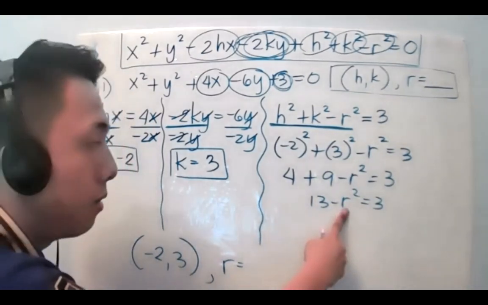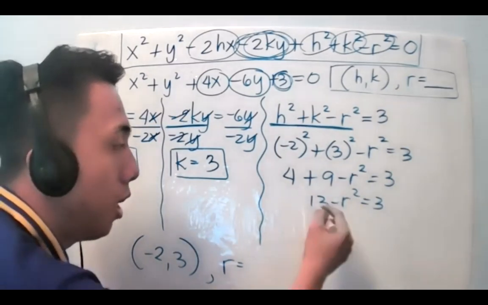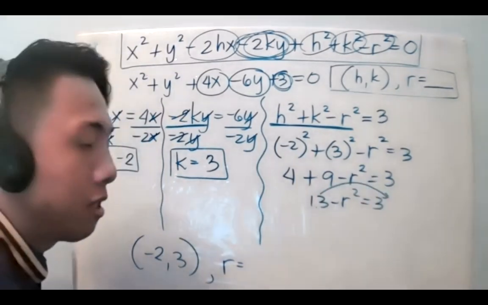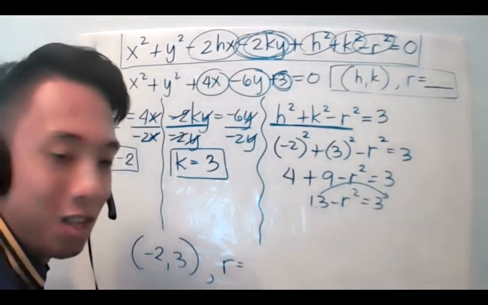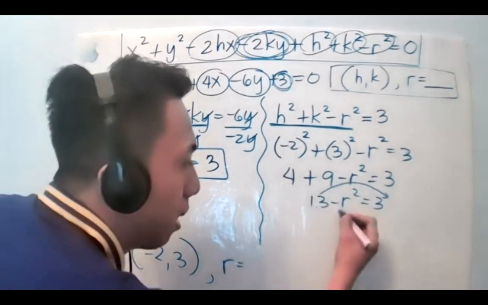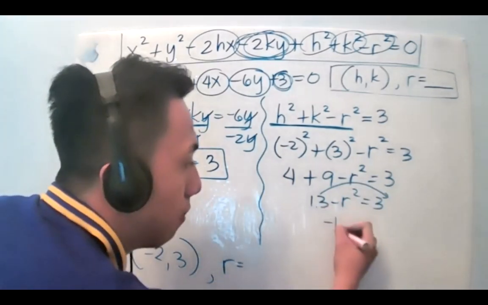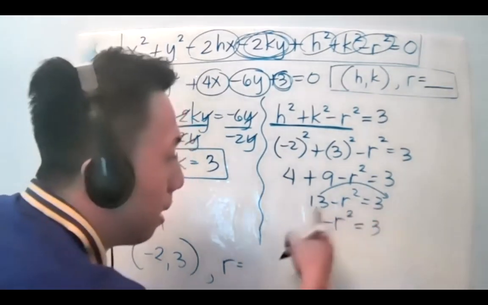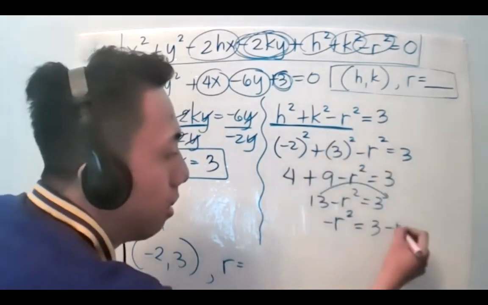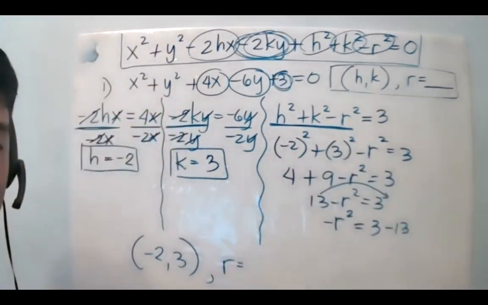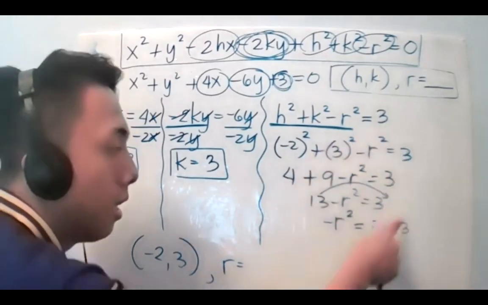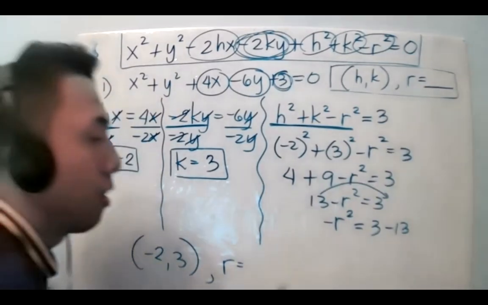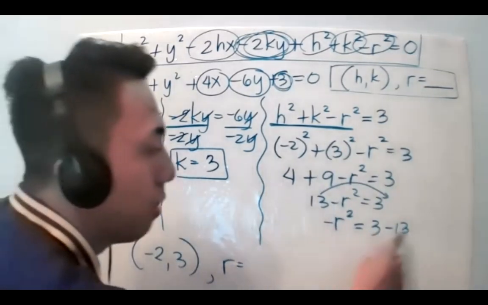Para maiwan, of course, we need to transpose 13 sa kabila. Tama? Kaya nga transpose eh. So, matitira dito sa ating left side is negative r squared equals 3. 13 will become negative 13. Tama? Positive, magiging negative. So, meron tayo negative r squared equals 3 minus 13.